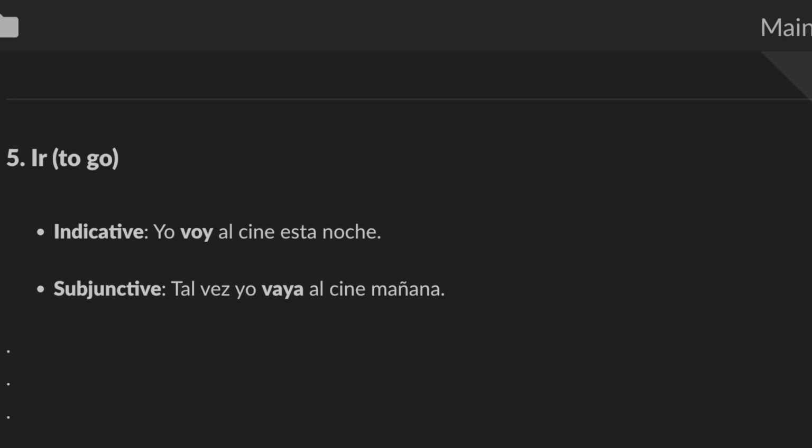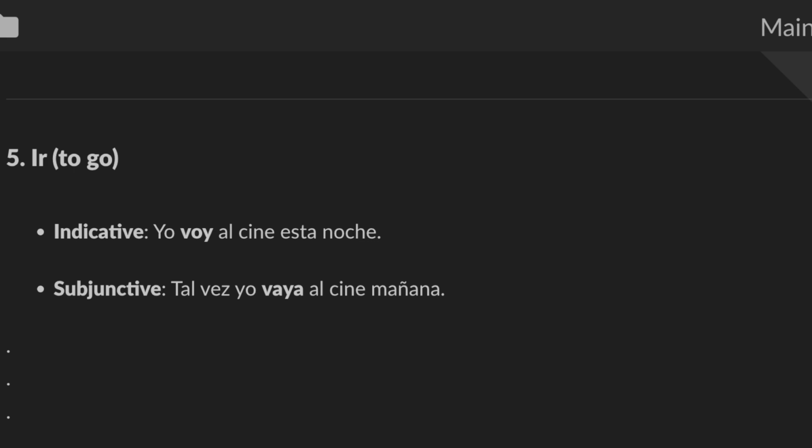Okay, the indicative reads, yo voy al cine esta noche. The subjunctive reads, tal vez yo vaya al cine mañana. The indicative, again, is expressing a simple fact. Yo voy al cine esta noche. I am going to the theater tonight. Simple. The subjunctive is saying, tal vez yo vaya al cine mañana. Maybe I will go to the theater tomorrow. That sounds a lot to me like uncertainty. Whenever you use the word maybe, you're expressing uncertainty.